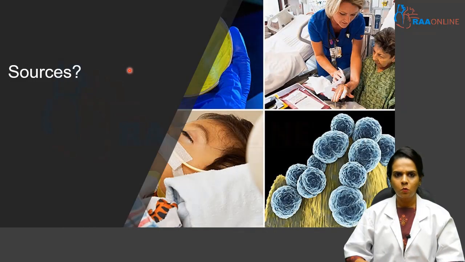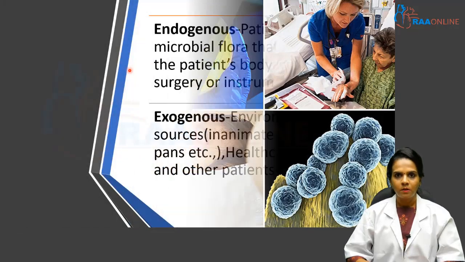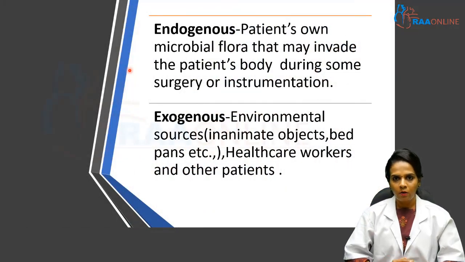So, moving on to the sources. What are the sources of hospital acquired infection or healthcare associated infection? The sources are classified as endogenous and exogenous. The endogenous source involves a patient's own microbial flora that may invade the patient's body during some surgery or instrumentation, whereas exogenous sources are from the external environment, healthcare workers and other patients.